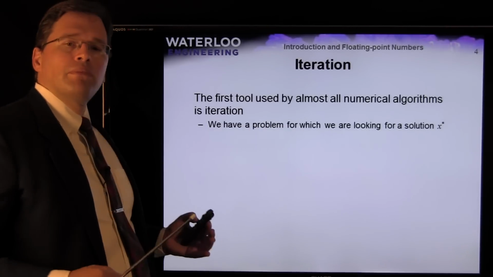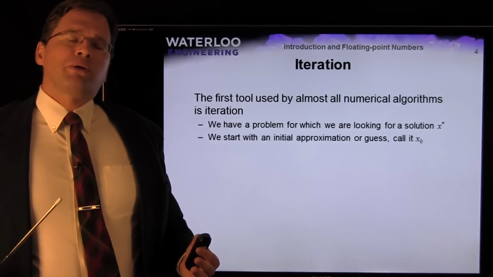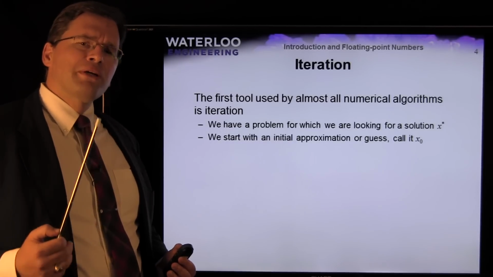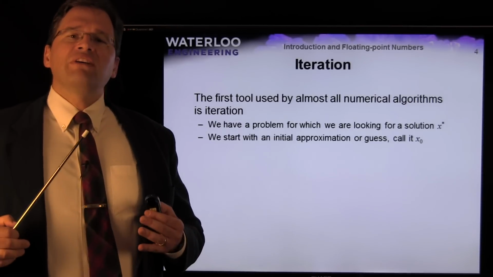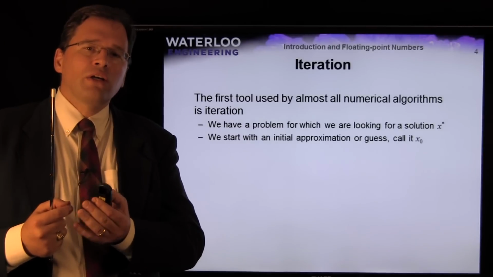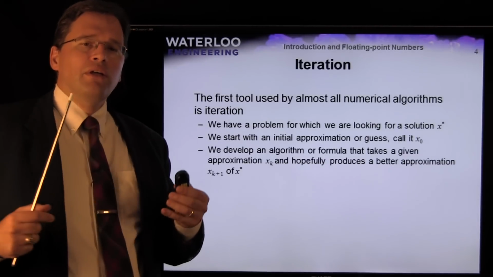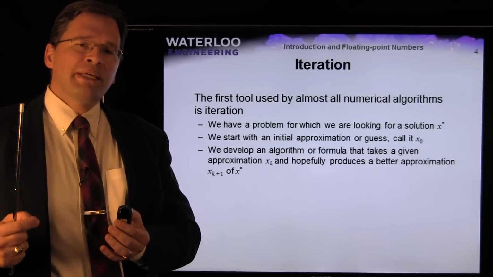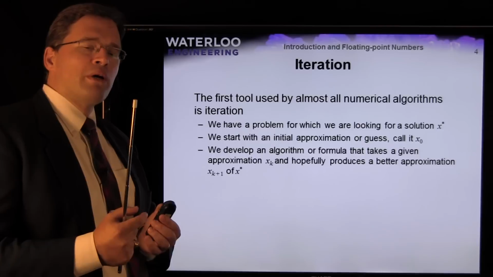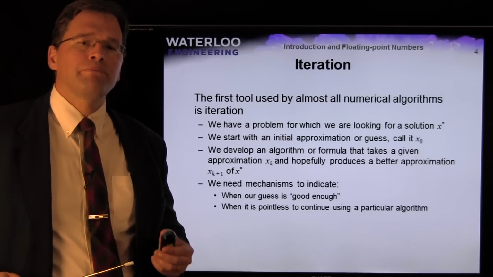We have a problem. We're trying to find a solution, x star. What we're going to do is start with an approximation to our solution, an approximation or a guess. We're going to call that x naught. Then we're going to develop an algorithm. What does this algorithm do? Well, given an approximation to x star, the algorithm is going to give us a new point that's slightly better. So basically, given x sub k, the algorithm will give us a next approximation, x sub k plus 1, which is hopefully a better approximation of x star than the previous value.